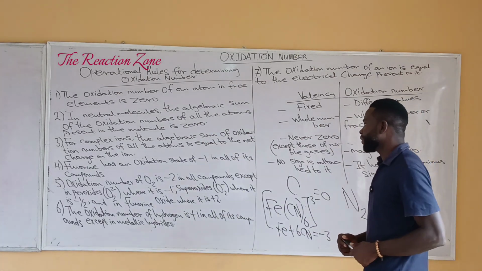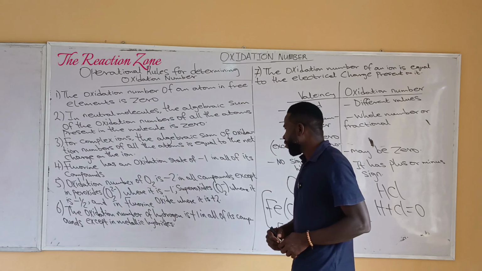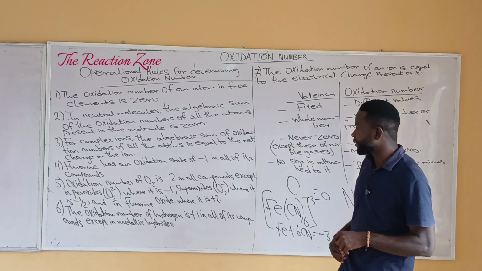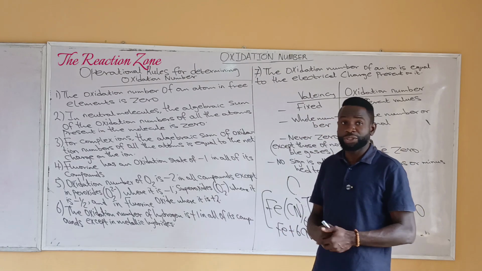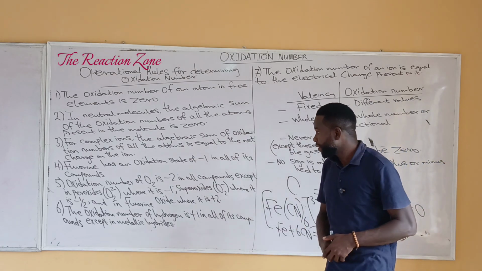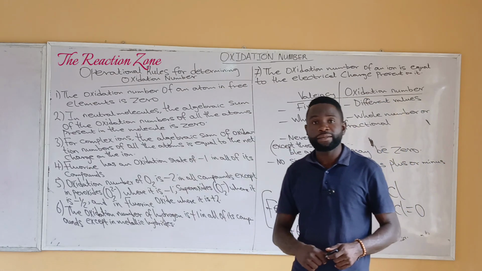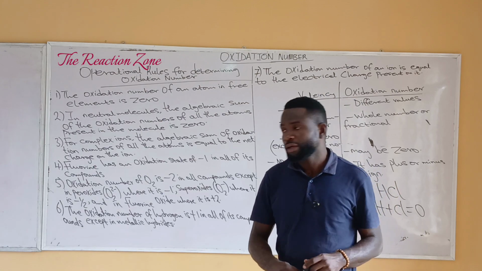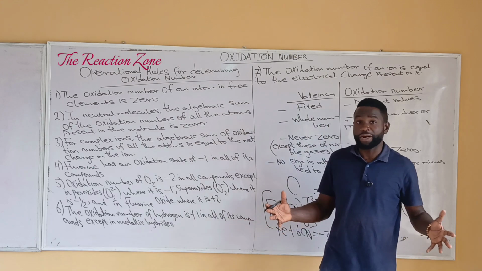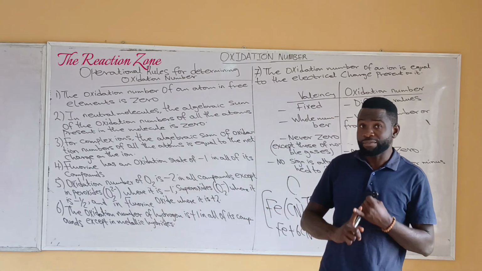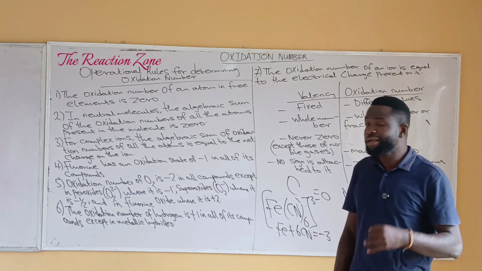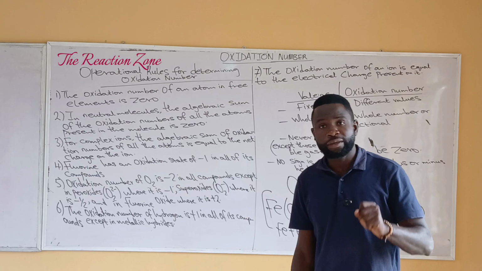The next one, oxygen. The oxidation number of oxygen is -2 in all compounds except in peroxides. In peroxides, the oxidation number of oxygen is -1. In superoxides, it is -0.5. And in fluorine oxide, it is +2. So, there are only 3 exceptions where the oxidation number of oxygen is not -2: in peroxides, where it is -1, in superoxides, where it is -0.5, and in fluorine oxide, where it is +2.